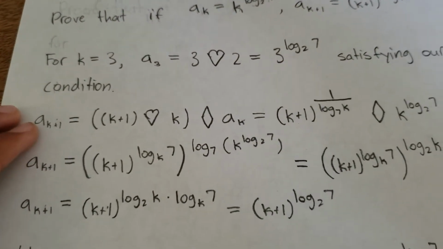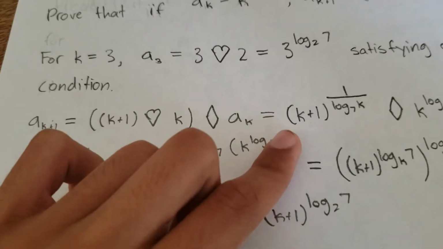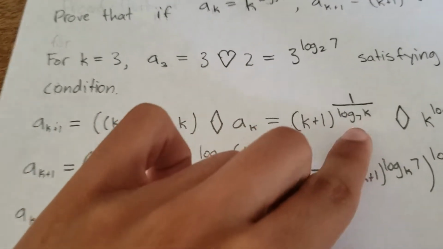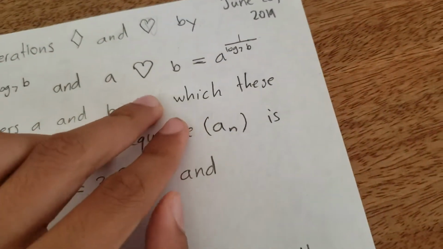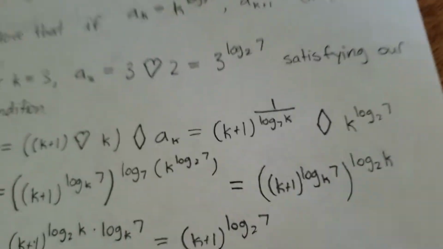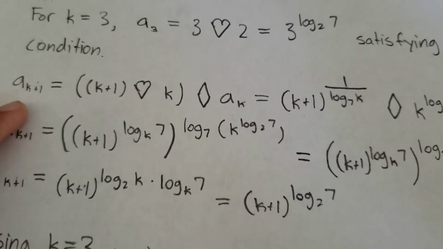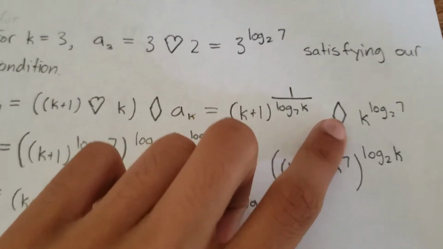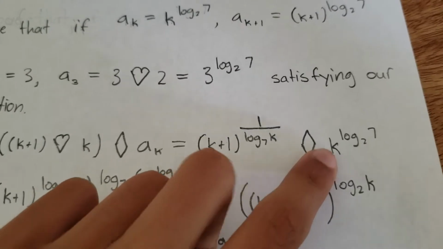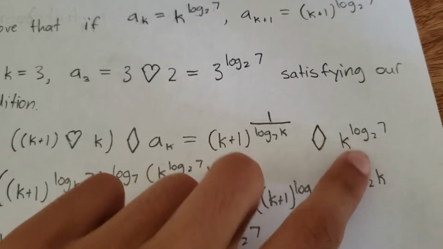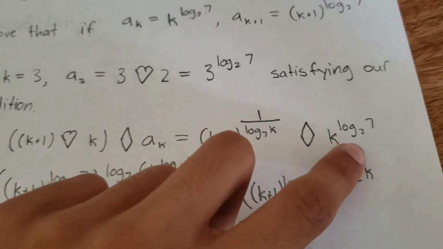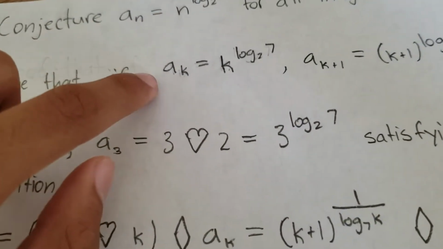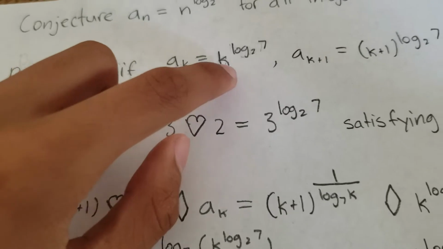This is just the same thing as k plus 1 to the 1 over log base 7 of k, because we use the heart operation we have defined over here. And then we still have that diamond k to the log base 2 of 7. Why? Because a sub k is just k to the log base 2 of 7 because of our assumption here. We assume a sub k is just k to the log base 2 of 7.